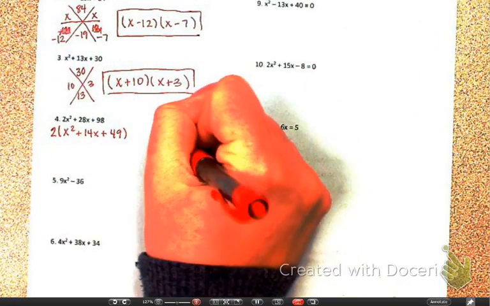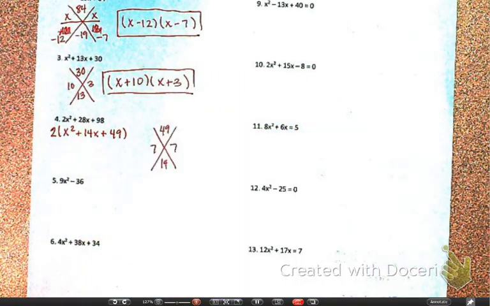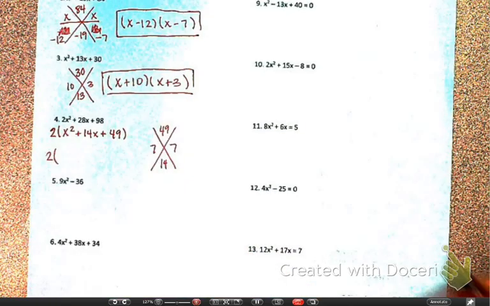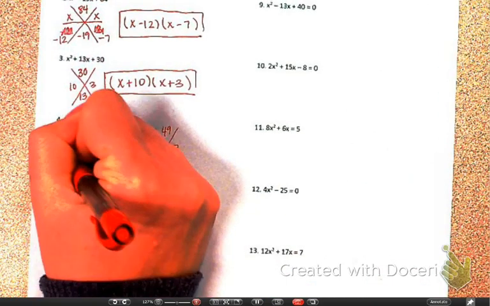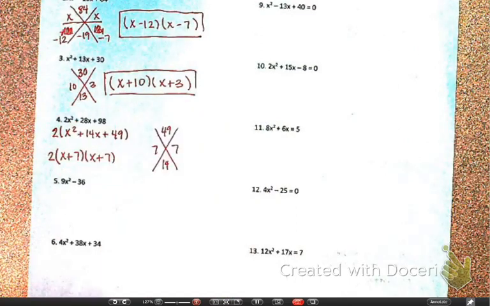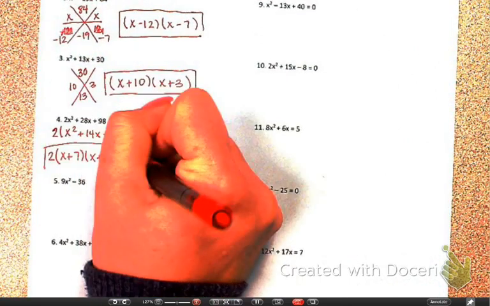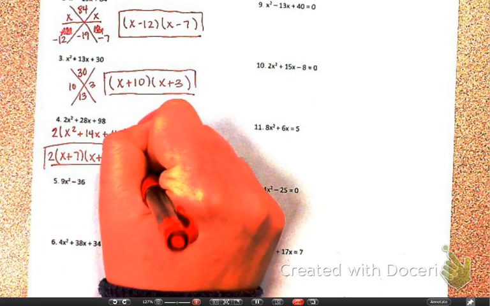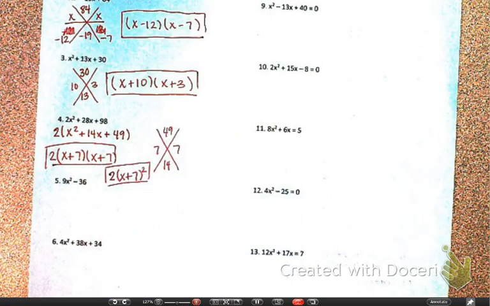7 and 7. 7 times 7 is 49. 7 plus 7 is 14. I have my 2 on the outside, and I have x plus 7 times x plus 7. You can write it like that. I will also accept 2 times x plus 7 squared if you wanted to condense it, because they're both the same, but I will take either answer. Okay.